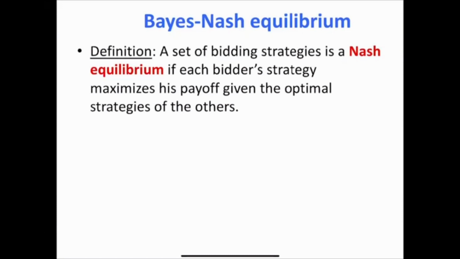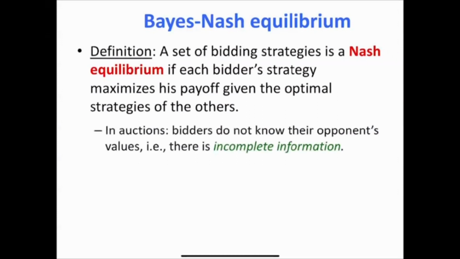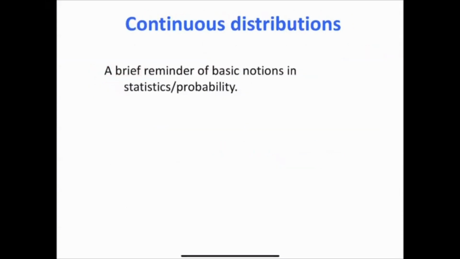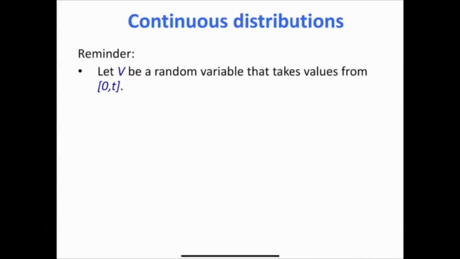So a set of bidding strategies is an equilibrium if each bidder's strategy maximizes his payoff given the optimal strategy of others. In an auction, bidders do not know their opponents' values, so there is incomplete information, and each bidder's strategy must maximize payoff under that setup. So let's look at a bit of math before we go to the simple model for the first price auction.